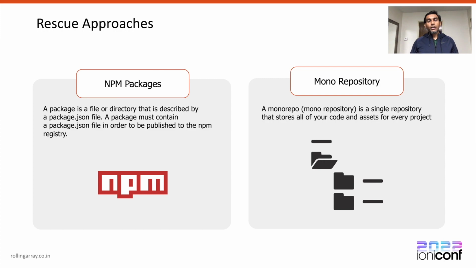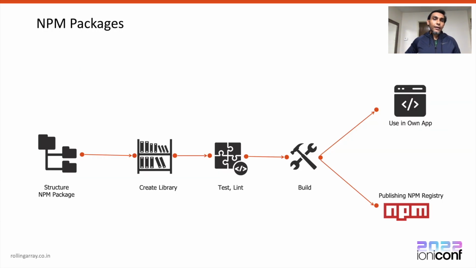In terms of rescue, there are two approaches we can look at. The first one is npm packages and the second one is the monorepo approach. Let's take a look at each of them in a little detail. In the npm package way, you structure your code in such a way that your npm package follows your pattern. You create your library, test it, lint it, build your package, and then eventually deploy it into the npm repository, and eventually you use the same package in your own application.